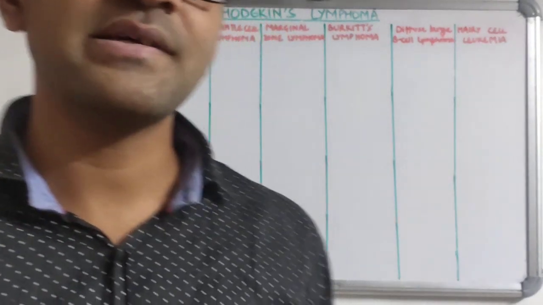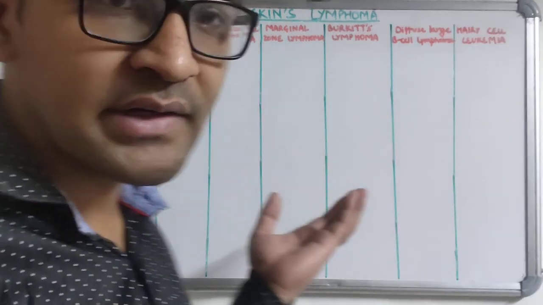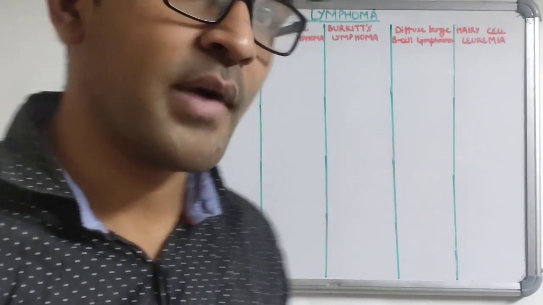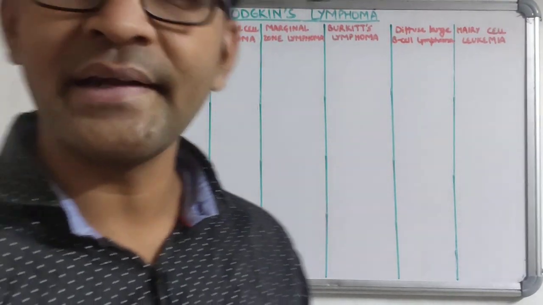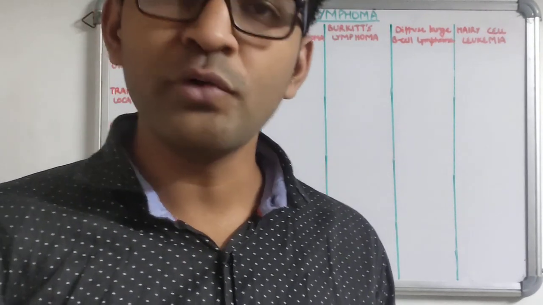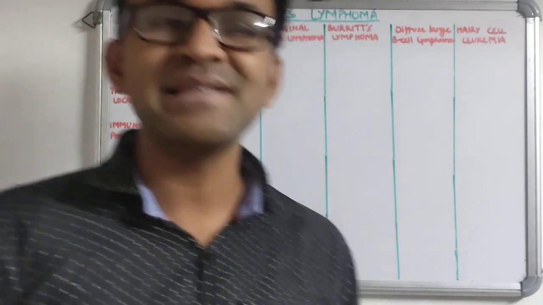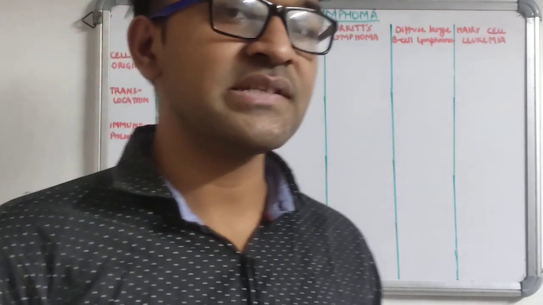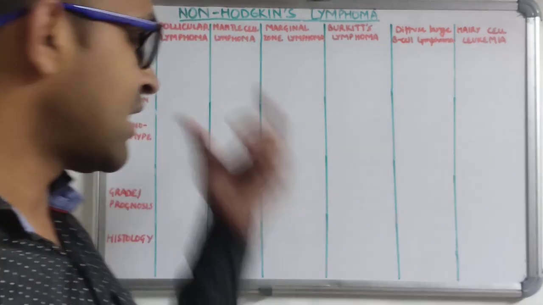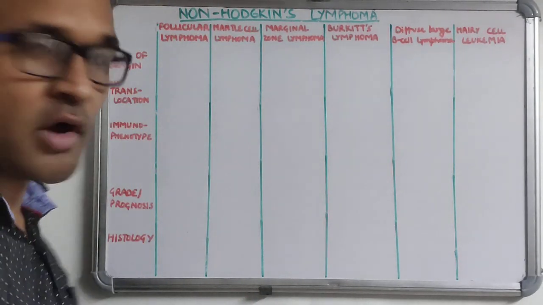So today we'll discuss non-Hodgkin's lymphoma, the 6 important subtypes of non-Hodgkin's lymphoma, namely follicular lymphoma, mantle cell lymphoma, marginal zone lymphoma, Burkitt's lymphoma, diffuse large B-cell lymphoma, and hairy cell leukemia. They are primarily B-cell lymphomas. We'll discuss each one of them under some headings.